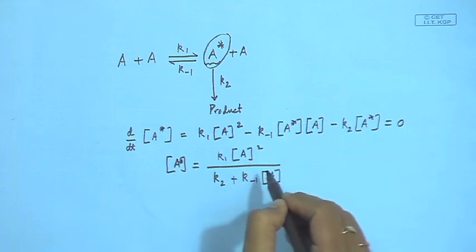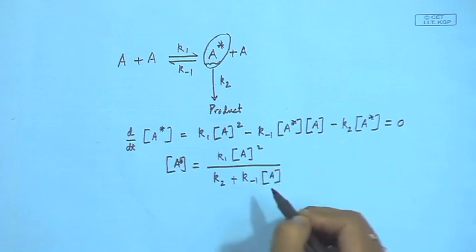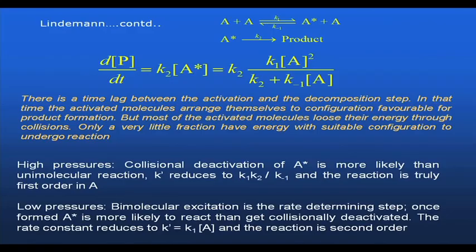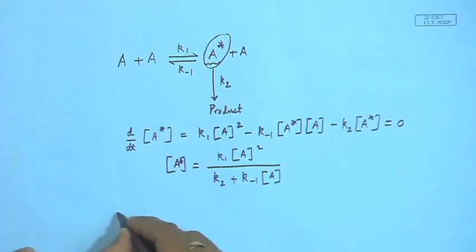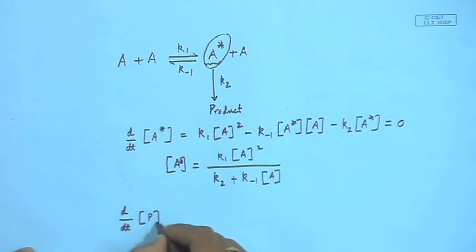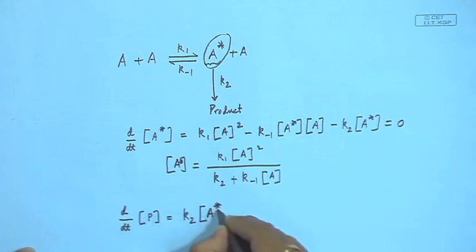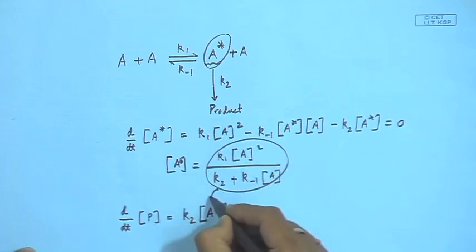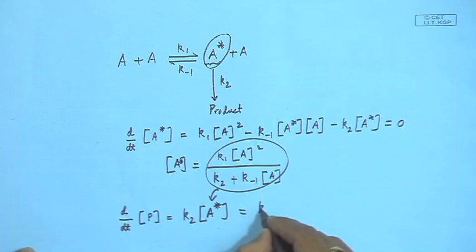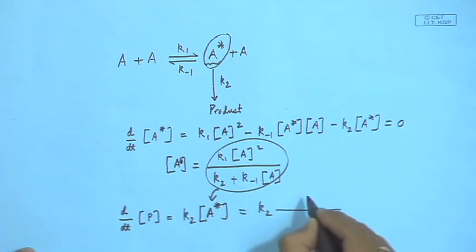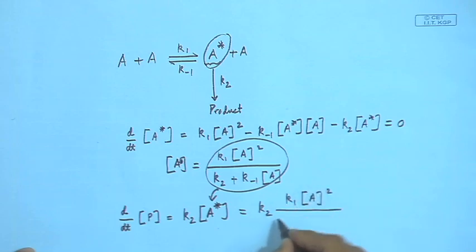It will give rise to some peculiar feature that I will talk about maybe in the next slide. So, your product formation, d dt of product formation, is equal to K2 into concentration of A star. You just plug in this over here, which gives K2 times K1 into A square divided by K2 plus K minus 1 into A.